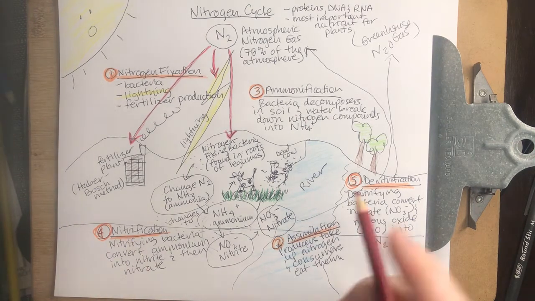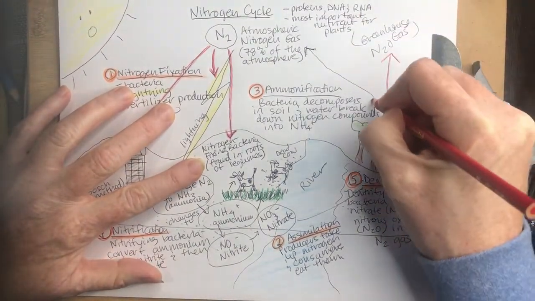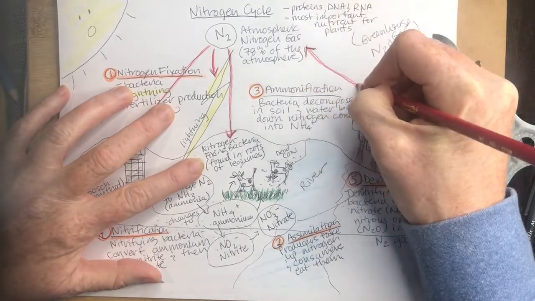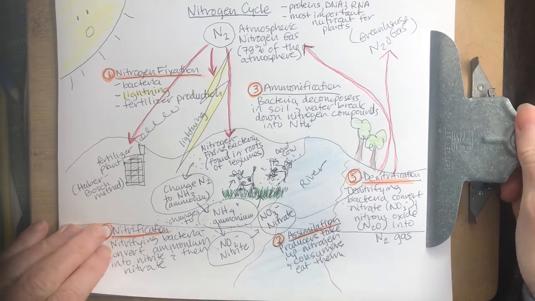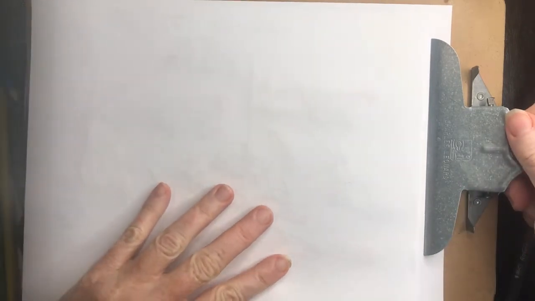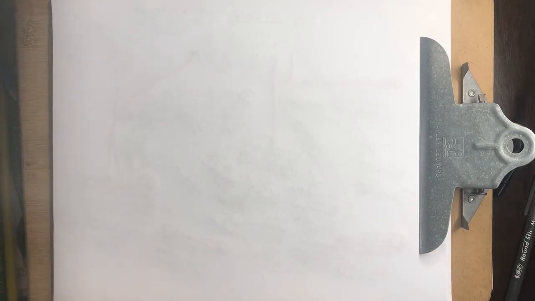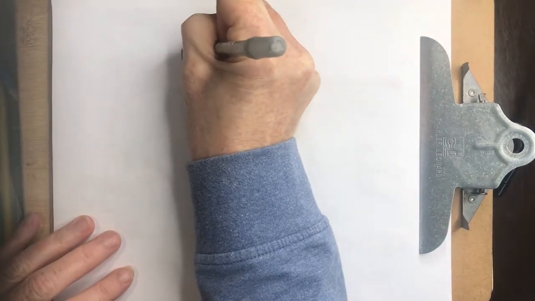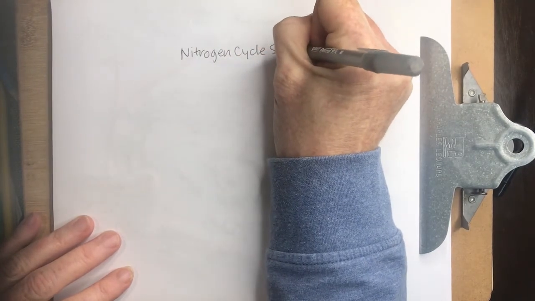Let me add a few more arrows just to show the flow here. I know it's a lot. Let's flip it over really fast, and I want to show you my little cycle shortcut that I came up with. Have you ever had naan bread? I love naan bread. It's like the Middle Eastern flatbread. It's so yummy. And so here's my nitrogen cycle shortcut to help you remember the steps.